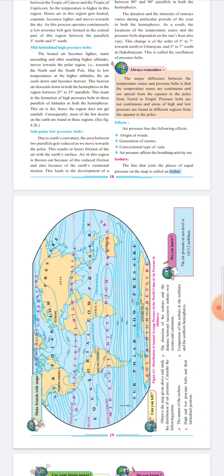The direction of the isobar and the distance between the successive isobar over the oceans and continents. You have to observe the isobar and explain how these isobars are in the northern hemisphere and southern hemisphere. Are they same? Or is any difference there? Let's see. In northern hemisphere, land proportion is more as compared to southern hemisphere. You can see in southern hemisphere ocean is there, and in northern hemisphere percentage of land is more.